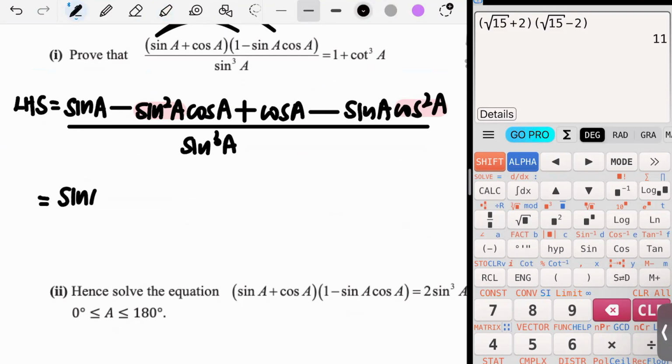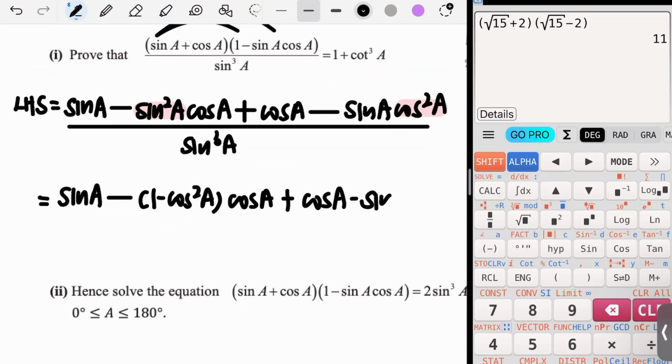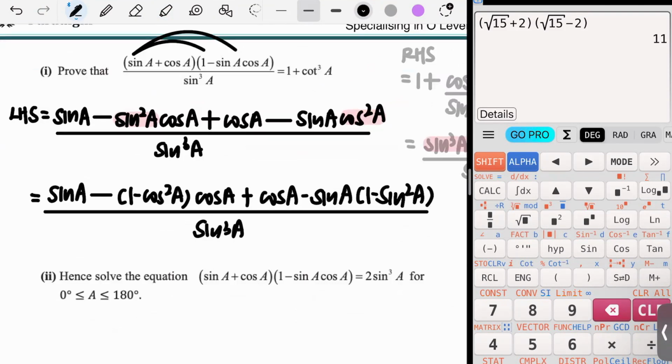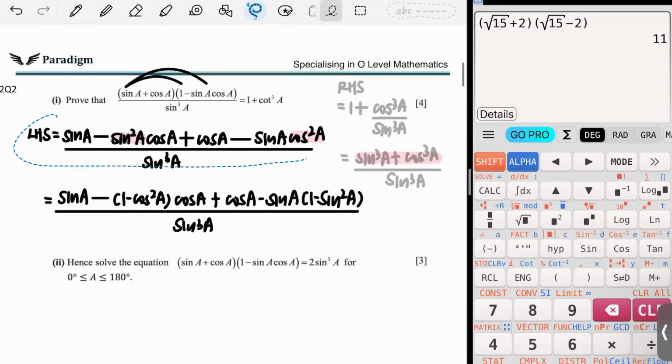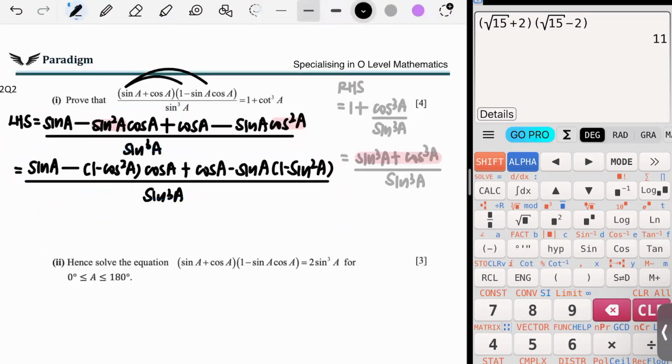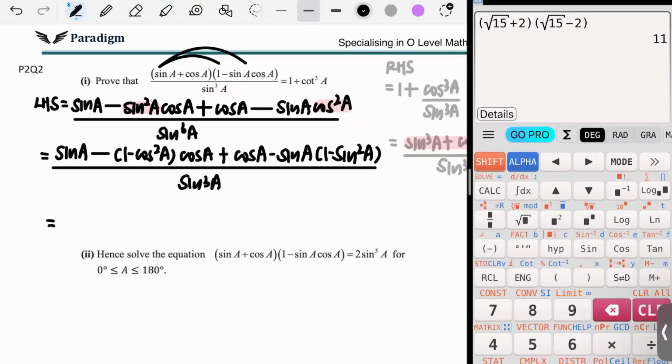So let's try, okay? So this one here will be 1 minus cosine square, cosine. This is sine A. This is 1 minus sine square, right? So you can guide yourself to what you need. All right, so then this is sine cube A from here. I give you all so little space, I feel a bit bad. Okay, then from here, open up, okay?